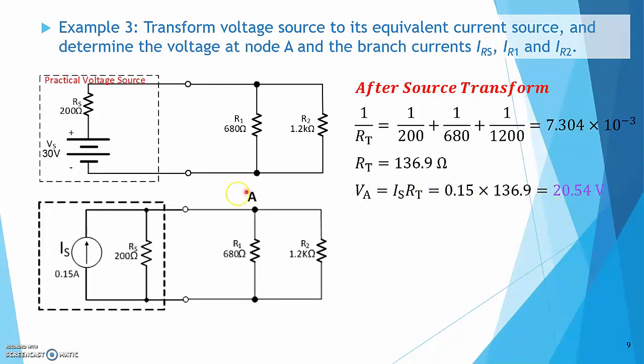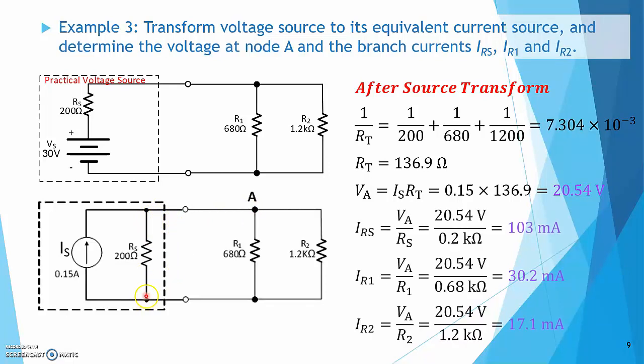To find the current going through Rs, we can apply Ohm's law also. Voltage at node A is in fact the voltage across Rs. So current in Rs is equal to VA divided by Rs. So we can find the current to be 103 mA. Similarly, we can find IR1 and IR2.